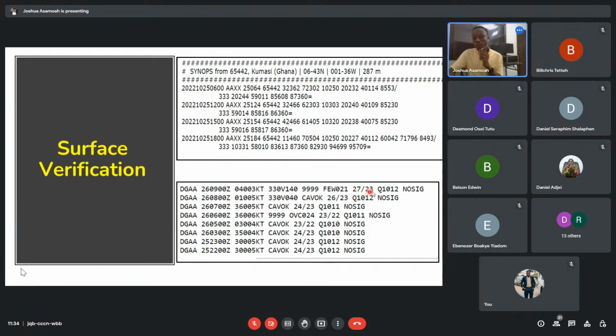And then the numbers you're seeing here are temperature. So air temperature and then dew point. The air temperature is 27. This is just separating it from the dew point, and the dew point is 23. That's all. And this is telling you the pressure, the QNH at the station.